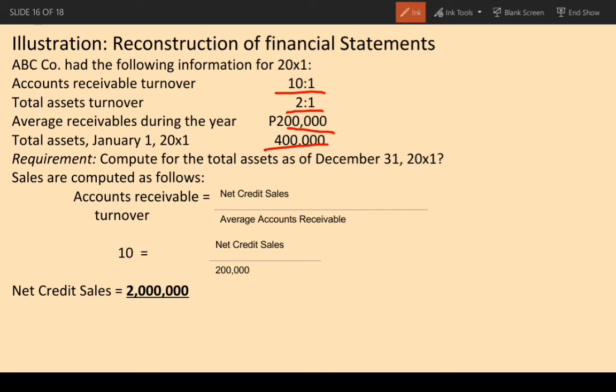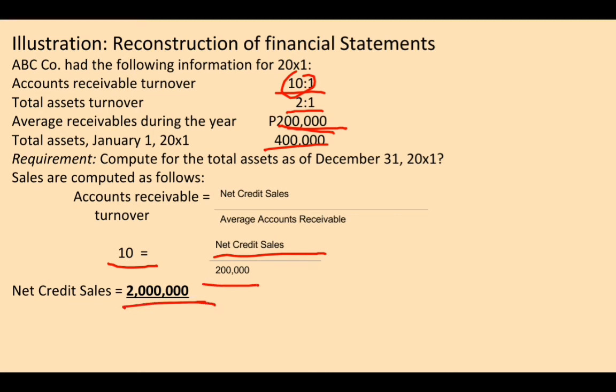So, first step, you need to get the sales. Sales are computed as follows. Accounts receivable turnover is equals to net credit sales divided by average accounts receivable. So, based on the problem, accounts receivable turnover is 10:1. So, 10 is equals to net credit sales divided by the average accounts receivable of 200,000. The net credit sales is 2 million.